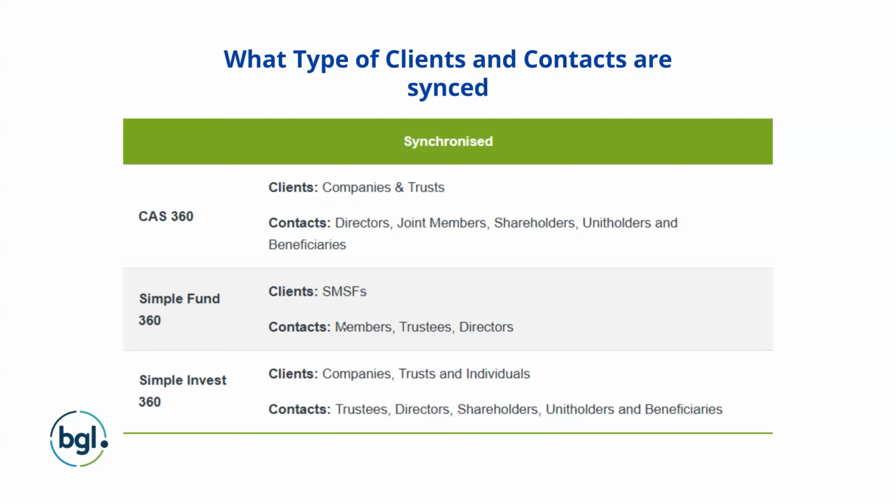So for CAS 360, the clients synced are companies and trusts, and the contacts synced are directors, joint members, shareholders, unit holders, and beneficiaries. For Simple Fund 360, it is, of course, just self-managed super funds, and the contacts are the members, trustees, and directors. And then for Simple Invest 360, it's companies, trusts, and individuals, and for the contacts, it's trustees, directors, shareholders, unit holders, and beneficiaries.